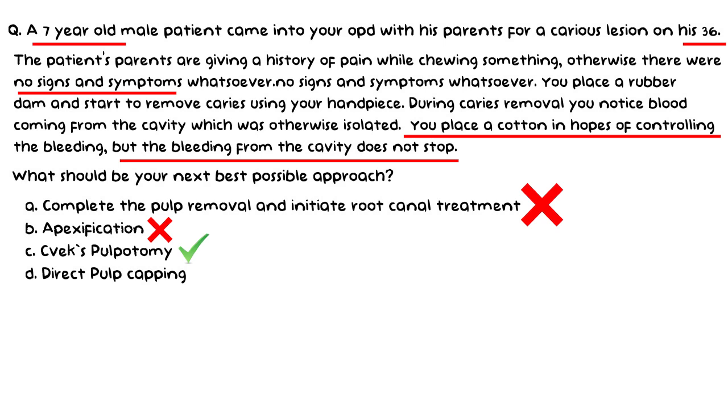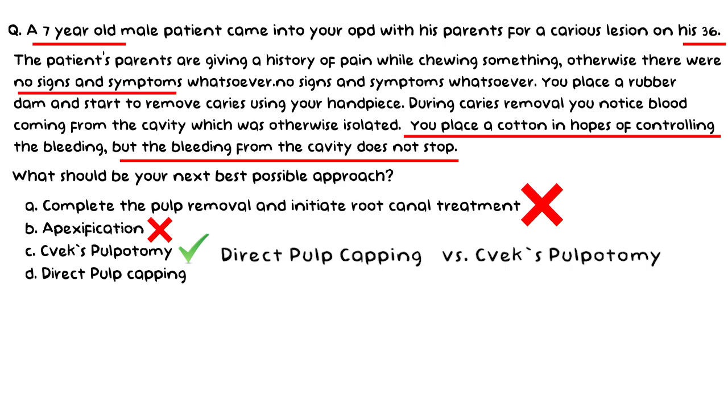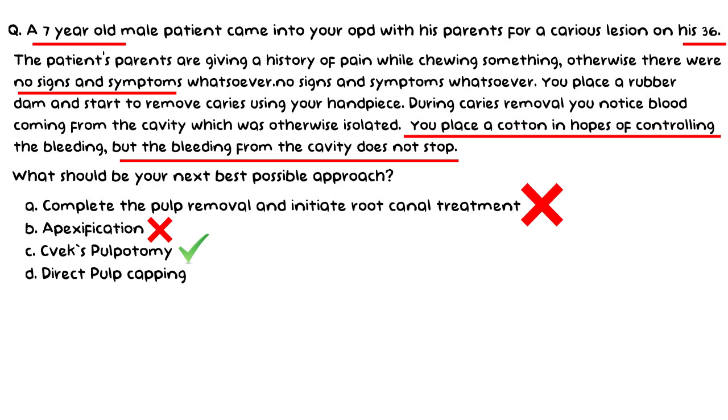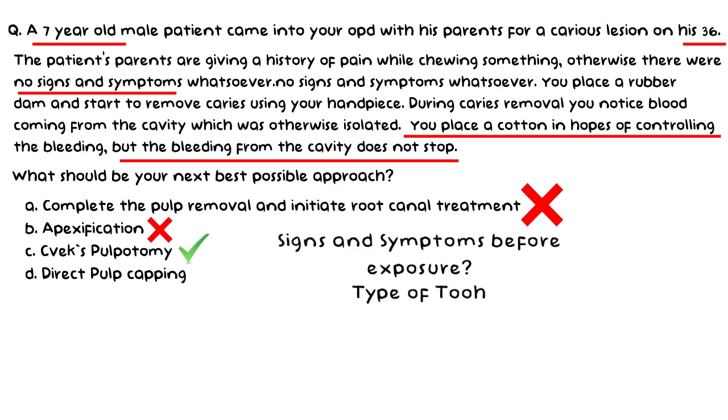Now what if this detail is not given to us? Then how do we decide whether it is Cvek's pulpotomy or direct pulp capping? There are many articles and researches that compare the cases treated with direct pulp capping and Cvek's pulpotomy. And both treatment plans, when done correctly, have a high success rate. But when it comes to a clinical question such as this one in an exam, you need to pay attention to the details provided: whether the tooth had signs and symptoms before the exposure, which type of tooth it is, and finally the most important part, the cause of exposure.